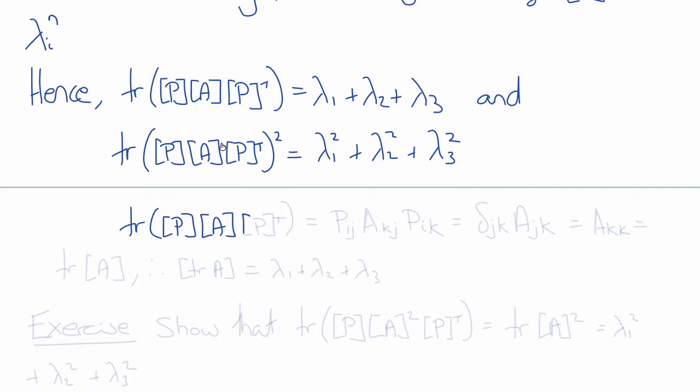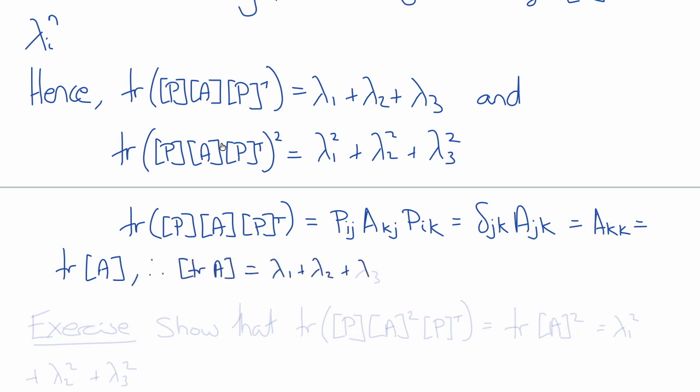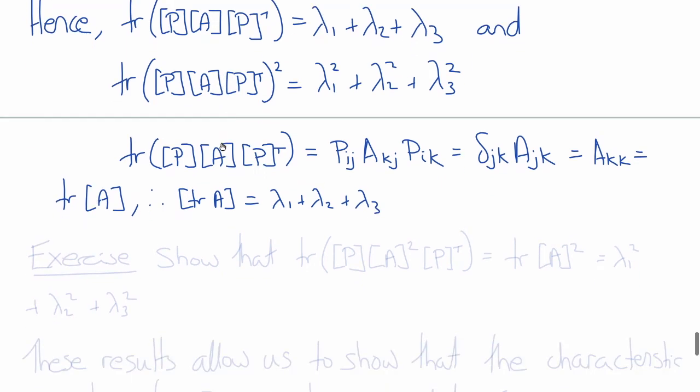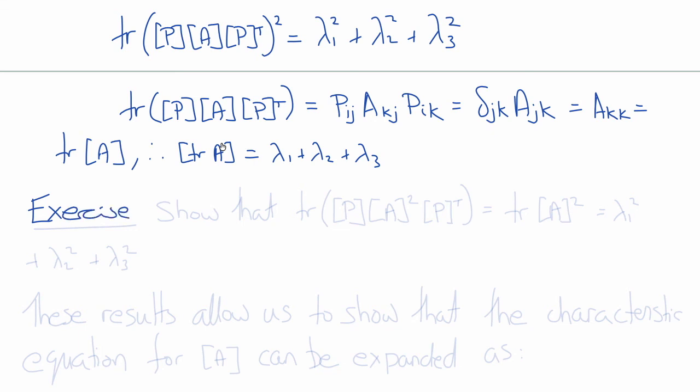Now the trace of P times A times P transpose could also be written as P_ij A_kj P_ik, but since P is orthogonal, P_ij P_ik is delta jk, so that means that the trace of P A P transpose is equal to delta jk A_jk, which is equal to A_kk, or the trace of A. So in other words, the trace of A is equal to the sum of the eigenvalues. As an exercise, you can use the results above to show that the trace of P times A squared times P transpose must be the trace of A squared, which must be the sum of the squares of the eigenvalues, lambda 1 squared plus lambda 2 squared plus lambda 3 squared.